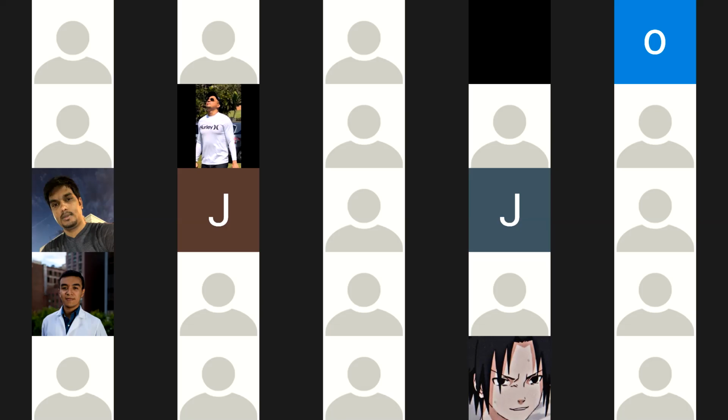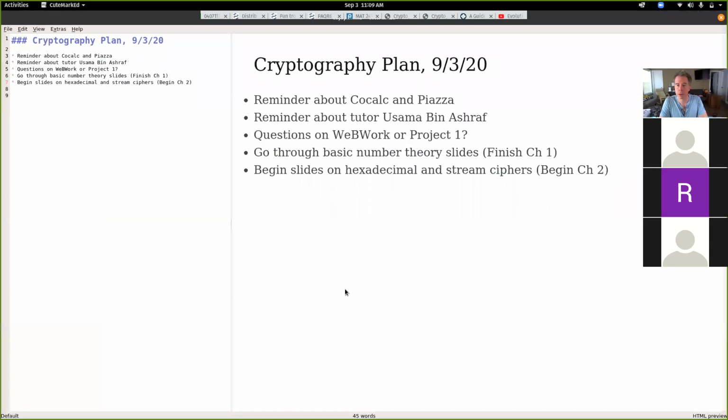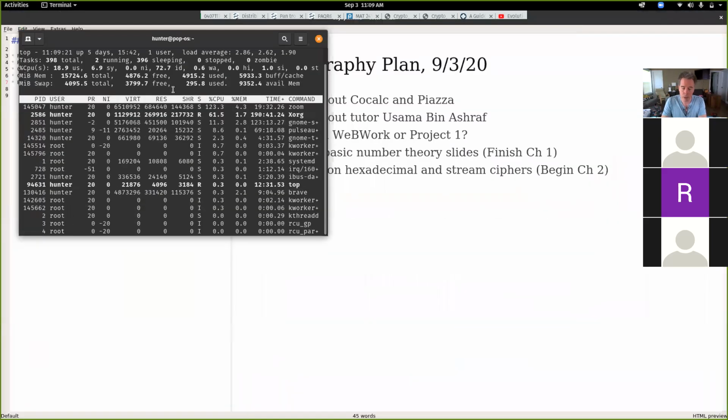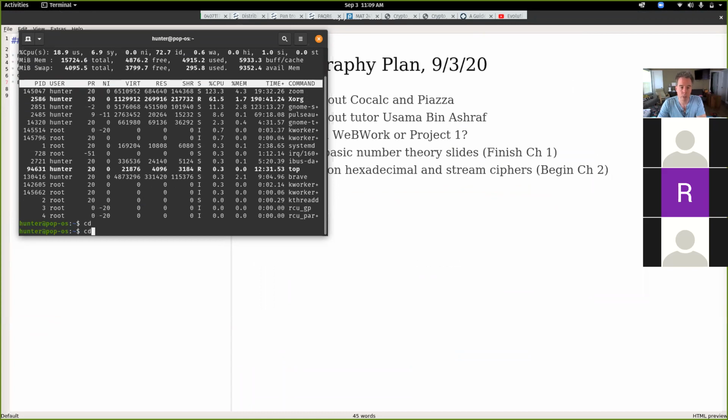Okay, and let's go to the desktop, and I want to remind everybody what the plan is. So here's the plan. We've already done questions on web work, and let's go through the number theory slides. You have this on your CoCalc system, under slides / day 2. I'm just going to go to the local version on my computer.